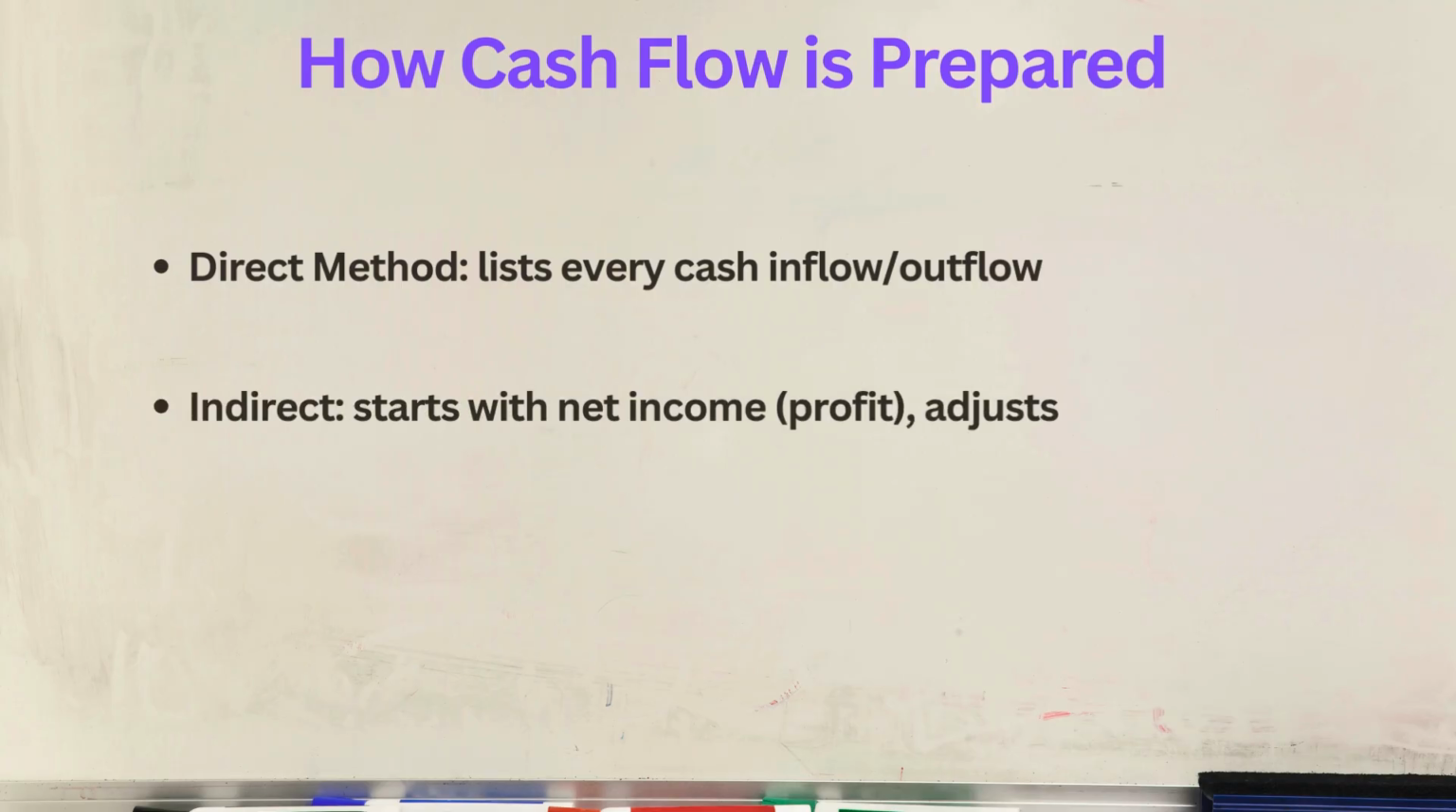The indirect method is a little trickier, but much more common. It starts with your net income, your profit from the income statement, and then it makes adjustments. Why?